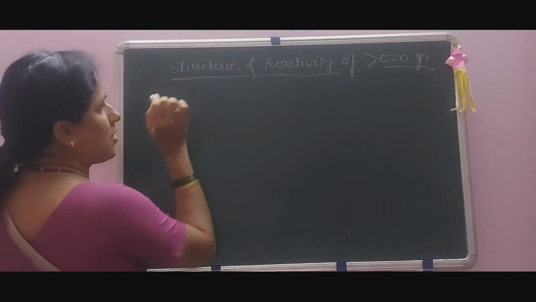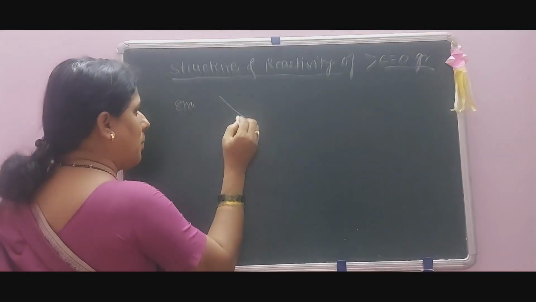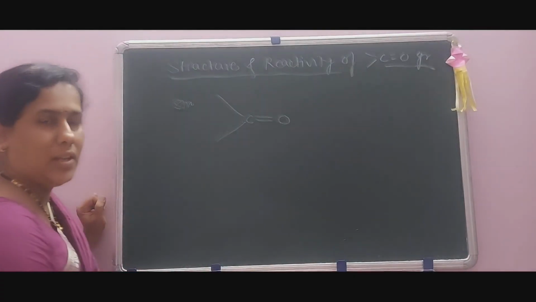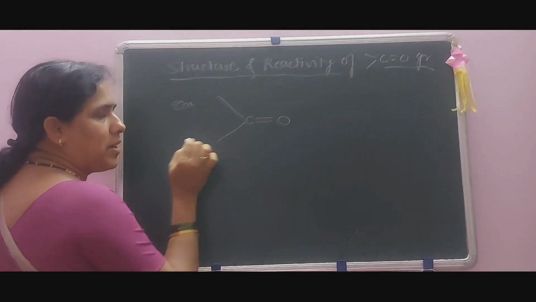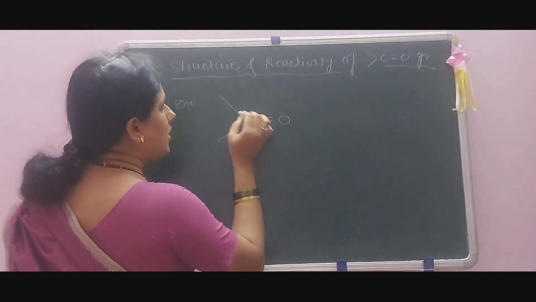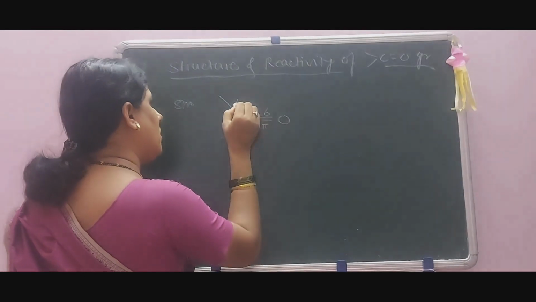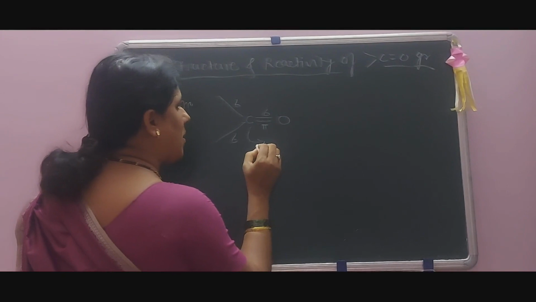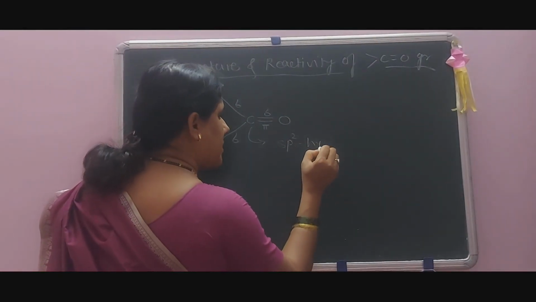First, you have to study the structure of the carbonyl group. See here, this is the structure of the carbonyl group. Here it may be an alkyl group or a hydrogen atom, depending on whether it is an aldehyde or a ketone. How many bonds are present here? This is a pi bond, this is a sigma bond, this is also a sigma bond, this is also a sigma bond. Thus, carbon in a carbonyl group is sp2 hybridized.